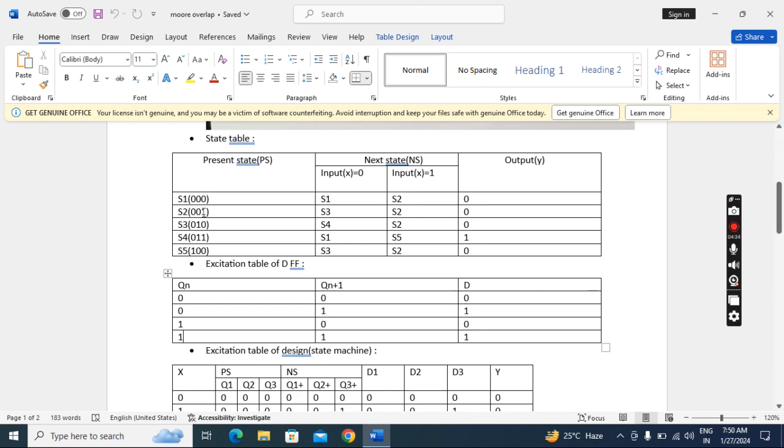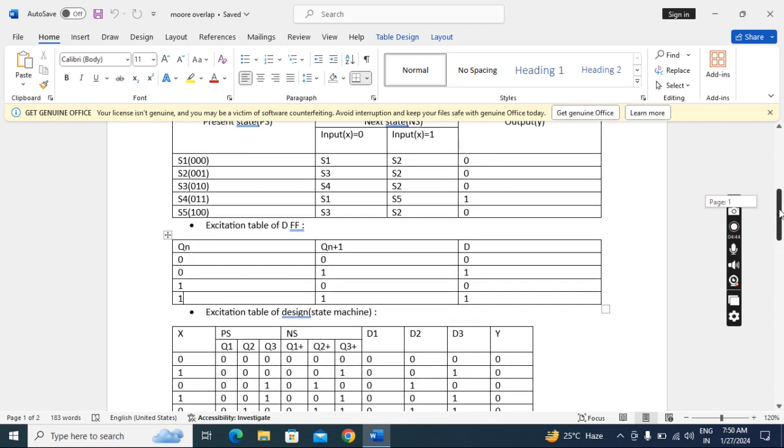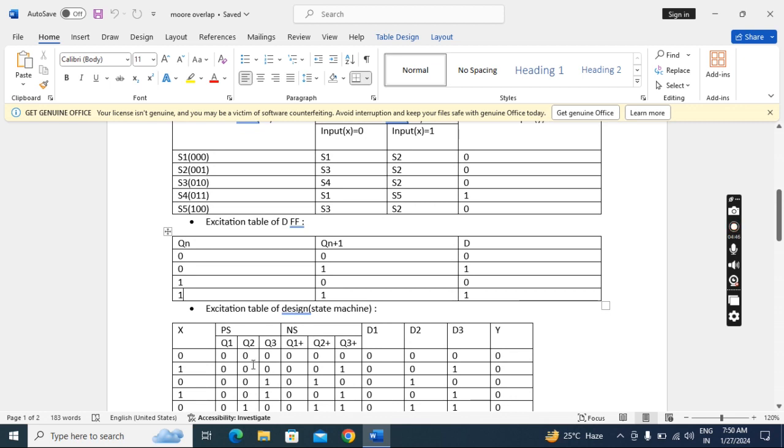Suppose the present state is 000 only, but the input is 1. What is the next state? S2. S2 means 001. See here: when the present state is 000 and the input is 1, the next state is 001, S2. Like that we have to write for all present states. Based on the present state and input, we have to write all the next states.